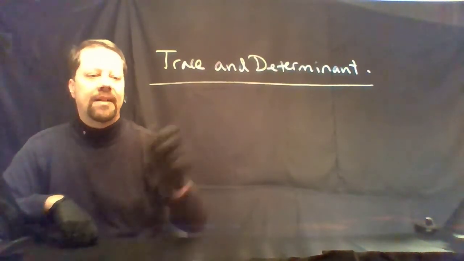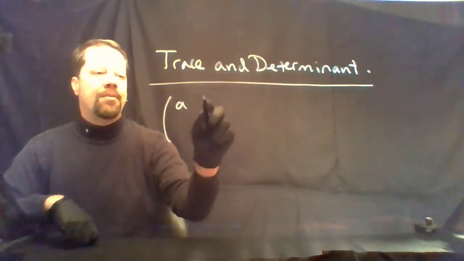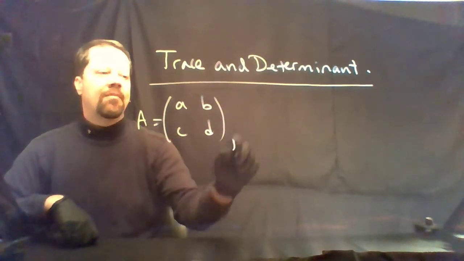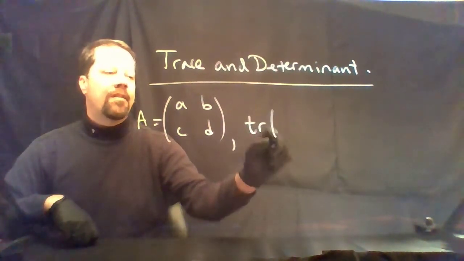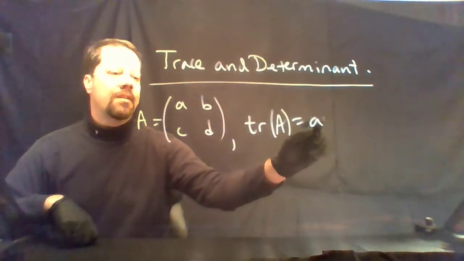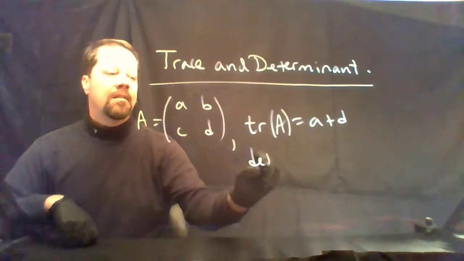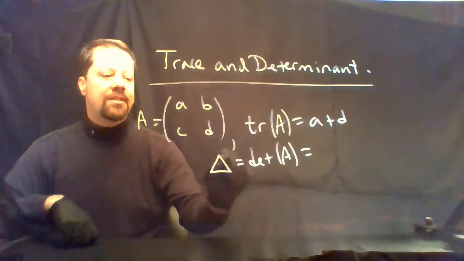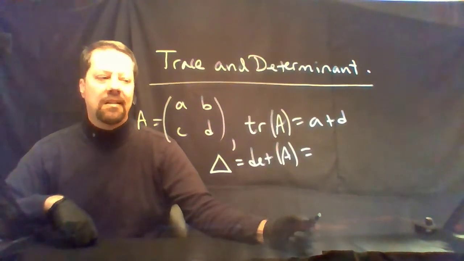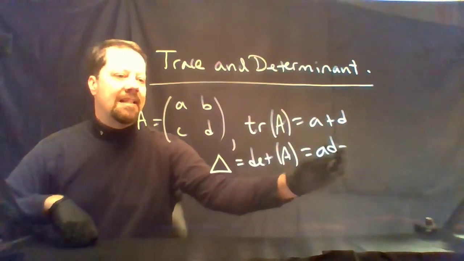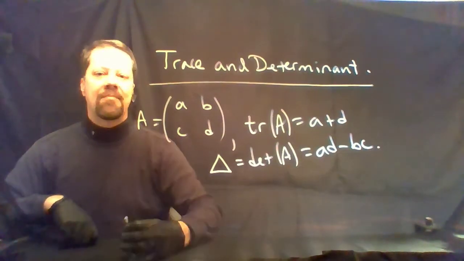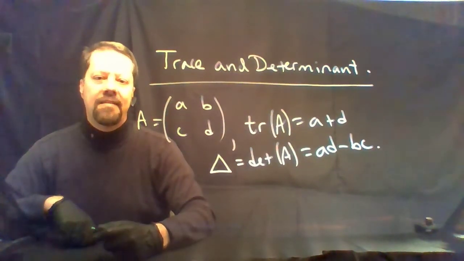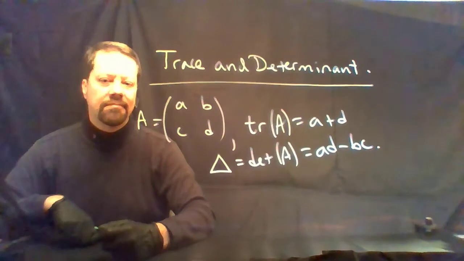Of a 2x2 matrix. If you have a 2x2 matrix A, B, C, D as your matrix A, then the trace of A is just A plus D. The determinant of A, which we are going to denote in this section by the uppercase Greek letter delta, will be AD minus BC. Turns out these two are sufficient to classify the nature of the equilibrium of the origin.